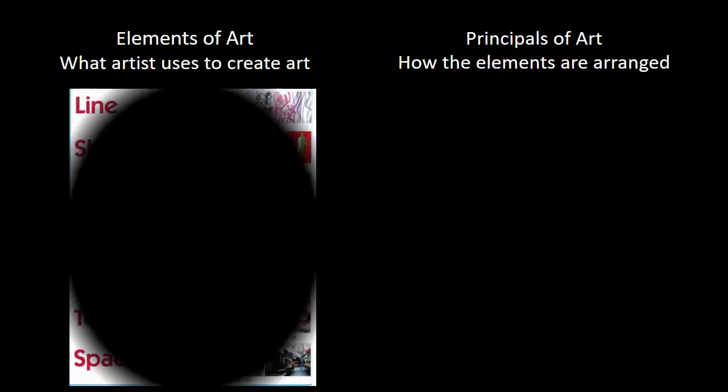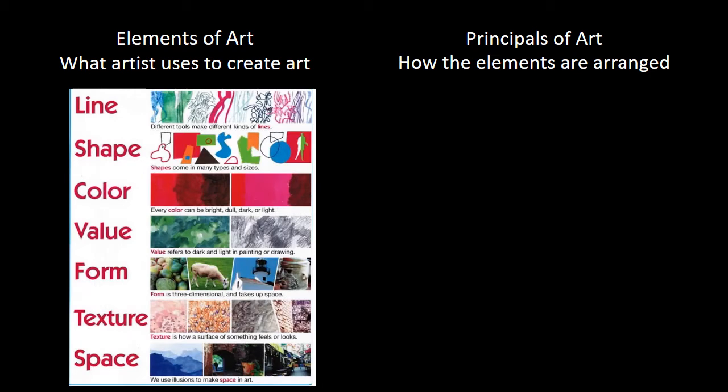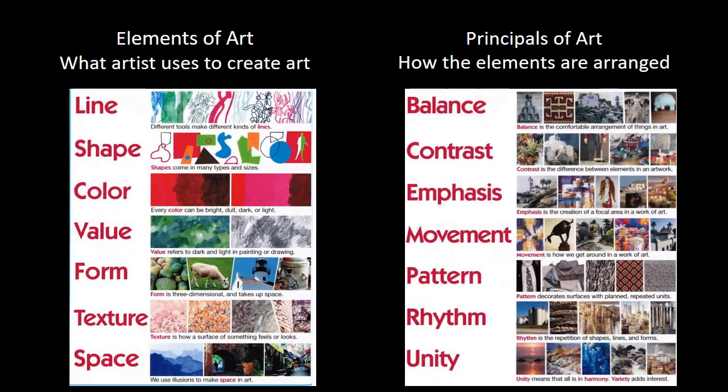First, I want to look at the elements of art. You remember those posters that are hanging in our room on the cabinets? They're talking about the elements of art and the principles of art. The elements are what the artist uses to create art, like lines and shapes and colors. You are going to be using all of those things when we draw our natural disasters. The principles of art are how those elements are arranged. We are going to focus on movement.